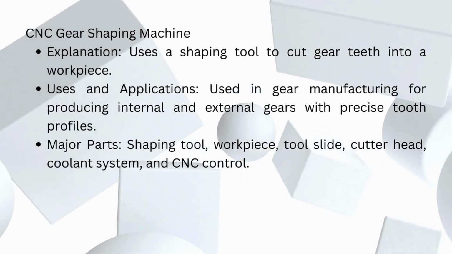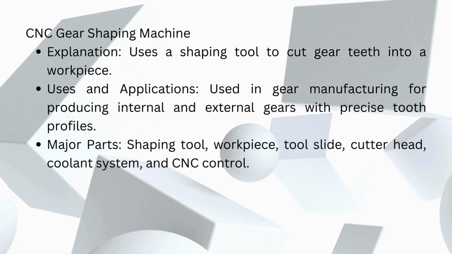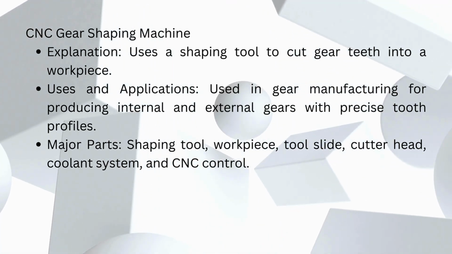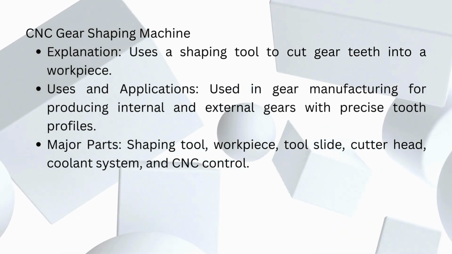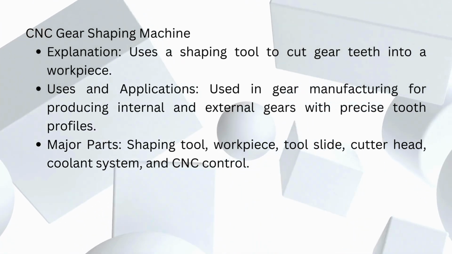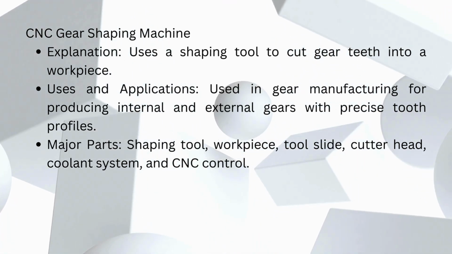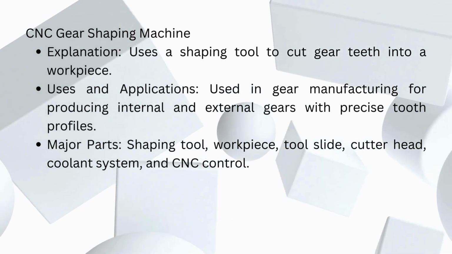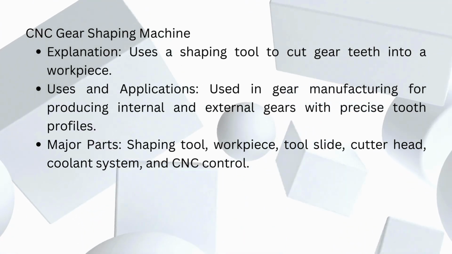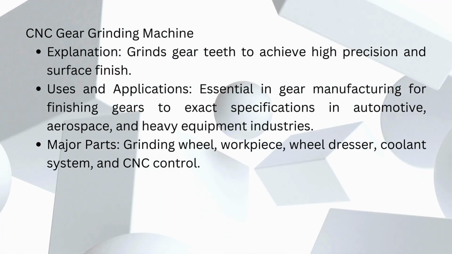CNC gear shaping machine. Explanation: uses a shaping tool to cut gear teeth into a workpiece. Uses and applications: used in gear manufacturing for producing internal and external gears with precise tooth profiles. Major parts: shaping tool, workpiece, tool slide, cutter head, coolant system, and CNC control.